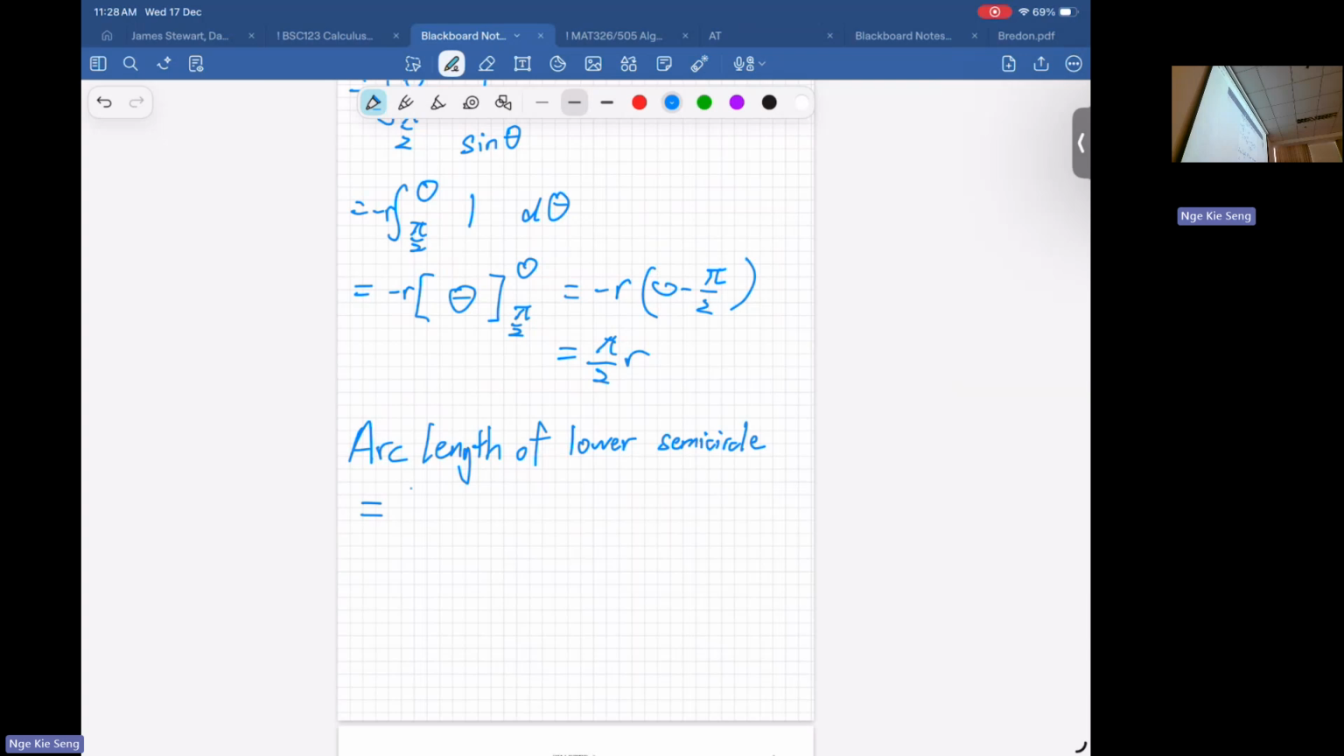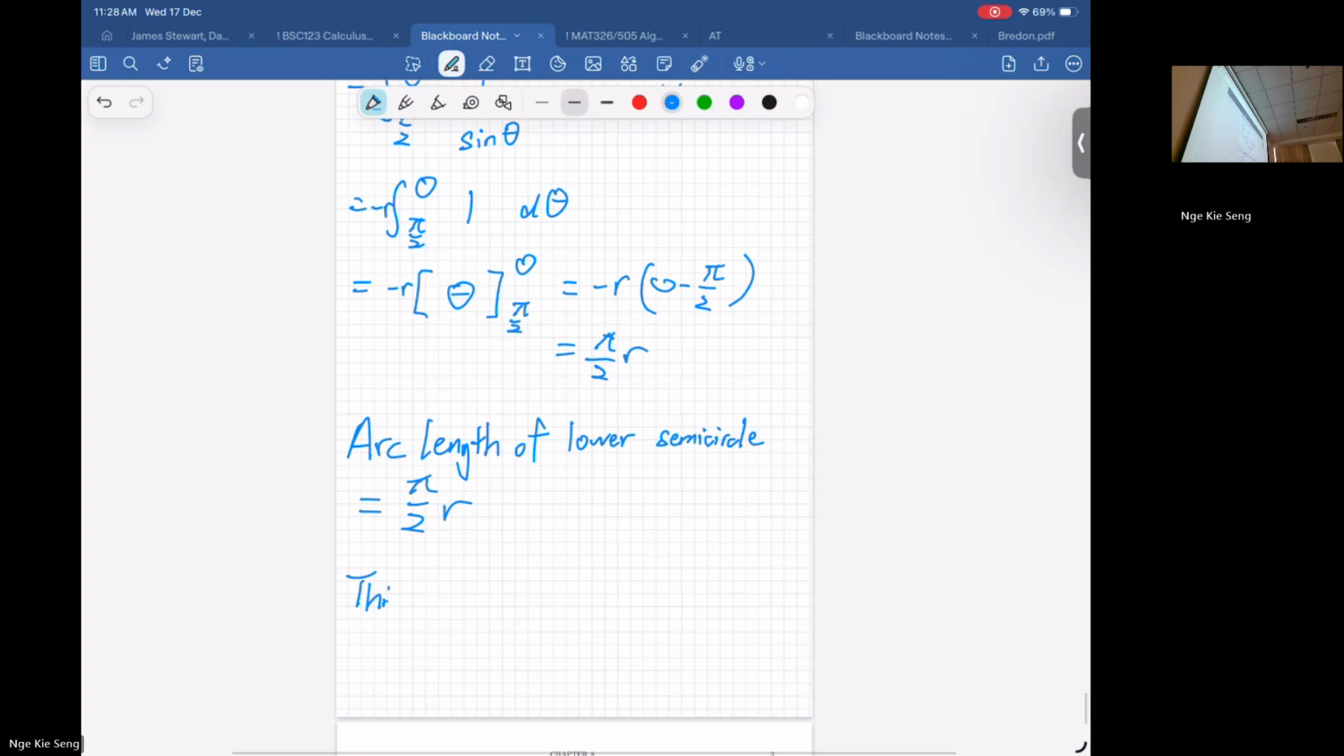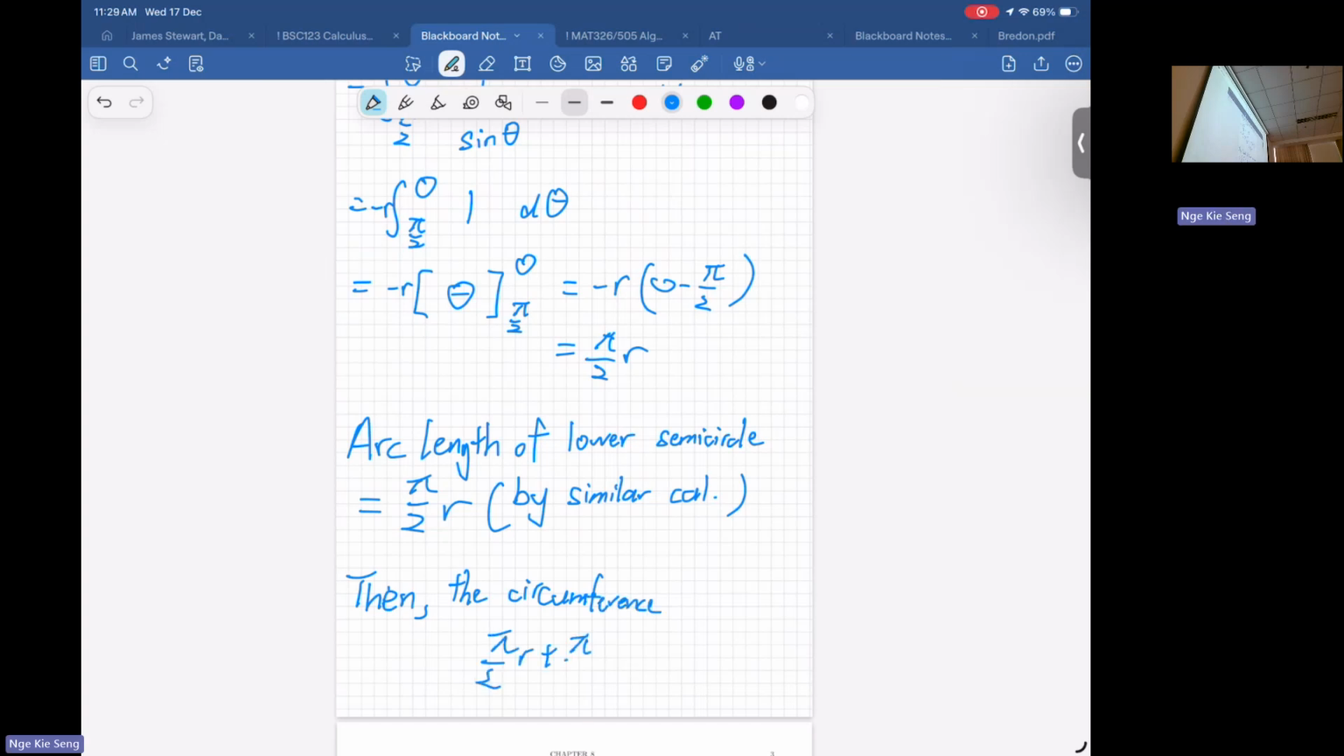Okay, we claim that it's the same. It's also power 2r. Then the circumference, so right here by a similar calculation. And the circumference will be power 2r plus power 2r, which is pi r.